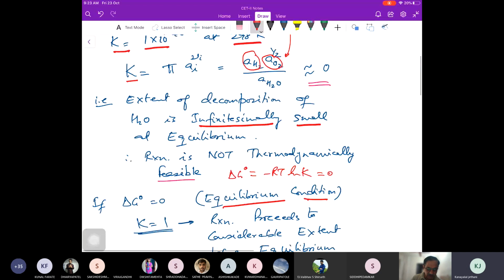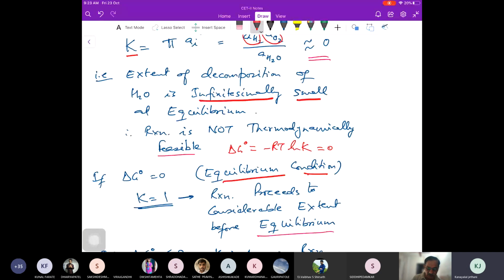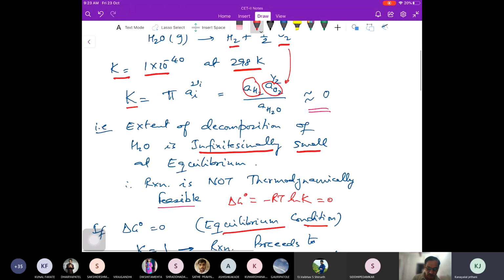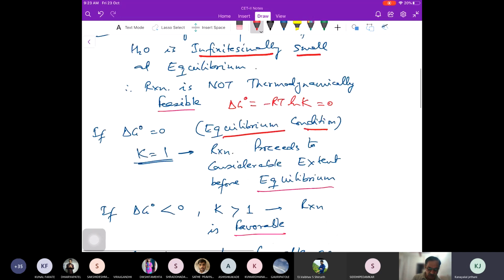Okay. So if you take delta G equal to minus RT ln K, and if you say delta G is equal to 0, we have seen that at equilibrium, that means K is equal to 1. K equal to 1 means numerator is equal to denominator, right? The reaction proceeds to considerable extent before equilibrium. At equilibrium it is 1.